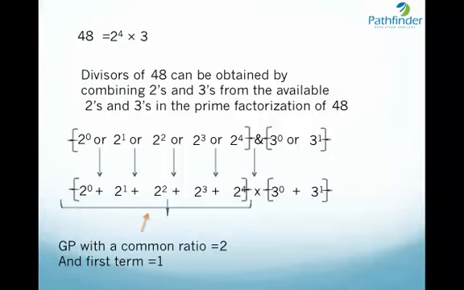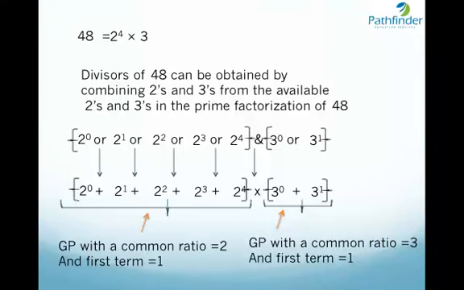You will notice that the first bracket is a GP with a common ratio of 2 and the first term as 1. So you see 2 to the power 0, you multiply this by 2, you will get 2 to the power 1. You multiply the second term of the first bracket by 2, you will get 2 square, then you will get 2 cube and 2 to the power 4 and so on. Similarly, the second bracket is a GP with a common ratio of 3 and the first term as 1. So if you know how to calculate the sum of a GP, you will be able to calculate the sum of all the divisors of a given number.